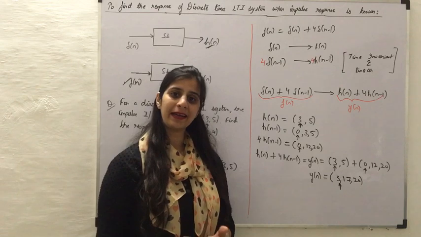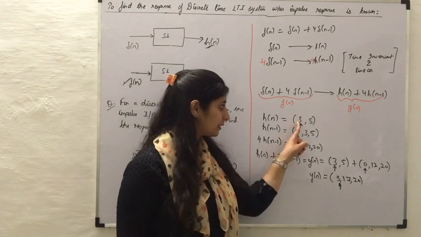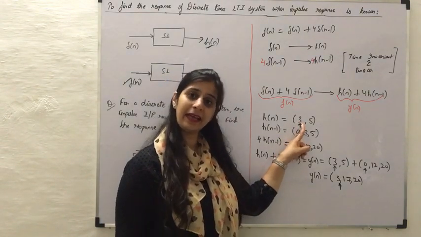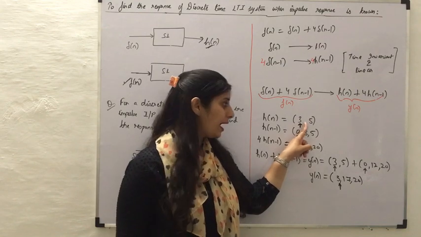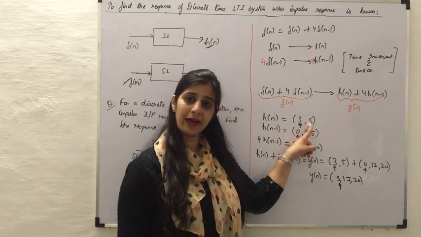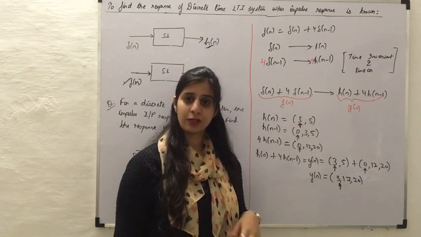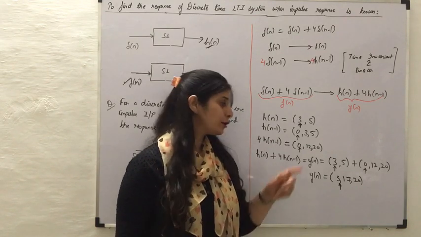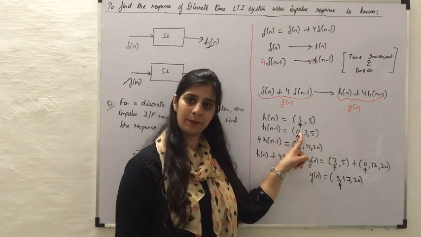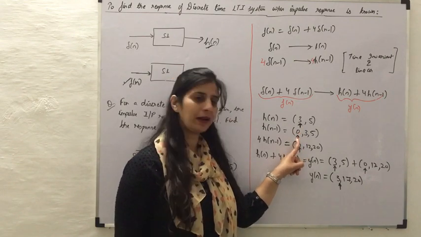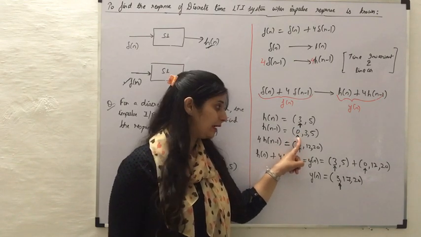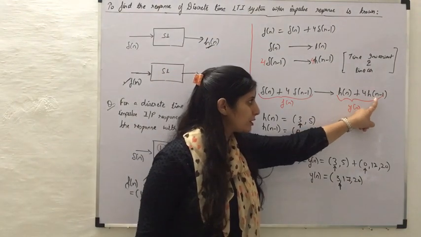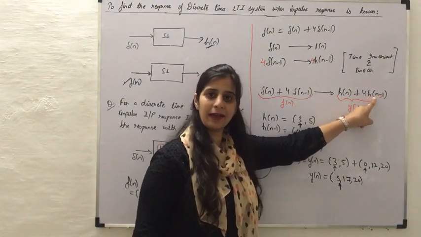So when I am providing a right shift by 1 time instant, this 3 would move to the n is equal to 1 position, and this 5 would move to the n is equal to 2 position. So we will not be left with any value at the n is equal to 0 time instant. For that I am putting a 0 here, because we need to put that arrow for the n is equal to 0 time instant. Now here the weightage with which this is multiplied is 4.